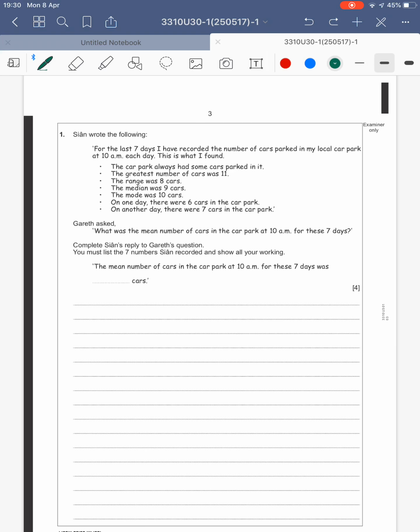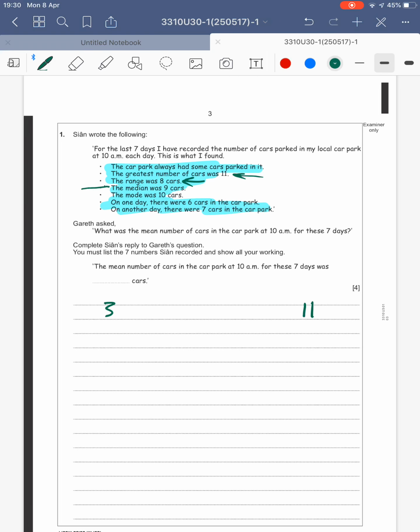So, you're given some information here about all the cars. The first thing you notice is it says that the greatest number of cars is 11. So I'm going to write that down over here because I know that's the biggest number of cars. Then it tells you that the range here is 8. Well, you should know that the range is the biggest, take away the smallest. So 11 take away 3 gives me 8. So the smallest number of cars parked in a car park is 3.